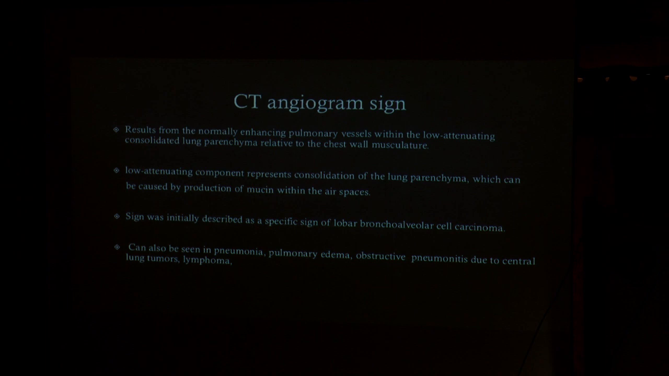where we can see normally enhancing pulmonary vessels within the low attenuating consolidated lung parenchyma, relative to the chest wall musculature. The low attenuating component represents consolidation of the lung parenchyma, which can be caused by production of mucin within the air spaces. The sign was initially described as specific for lobular bronchoalveolar carcinoma, but it can also be seen with conditions like pneumonia, pulmonary edema, obstructive pneumonitis, lung tumors and lymphoma.